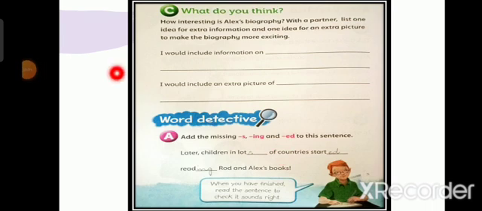This question you will do by yourself. As I told you, to complete this statement, you have to think of any extra information you would like to know about Alex Brichter's life. Okay? And here you have to think about an extra picture that you would like to include in his biography. Got it?